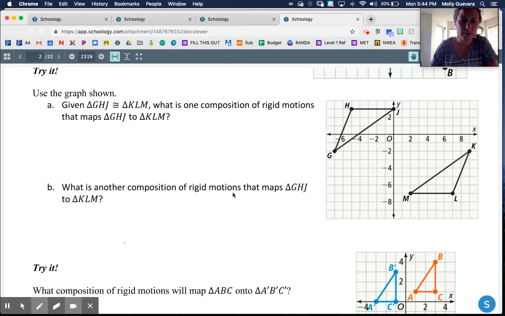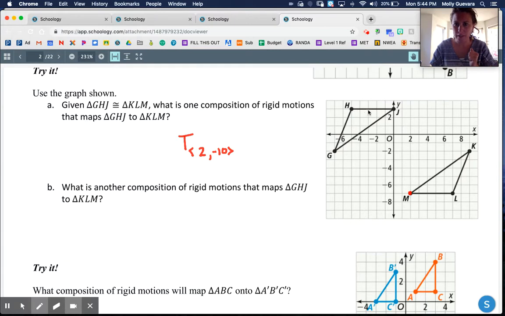Okay, let's go ahead and review this. Again, there are multiple ways that you could be doing this. Maybe this is one way that you did it. What I saw first was that I could translate GHJ, this top triangle. If I translate it to the right 2 units and down 10 units, right 2, down 10, that puts J there.